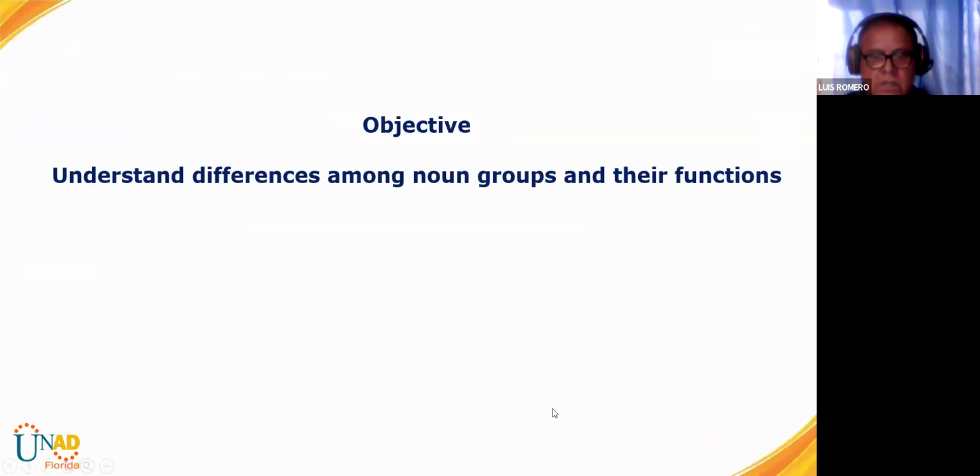Okay. The main objective of this class is to understand differences among noun groups and their functions. You will see how nouns work with a lot of groups and how nouns are related to adjectives, to prepositions, to other quantifiers, and a lot of aspects related to nouns.